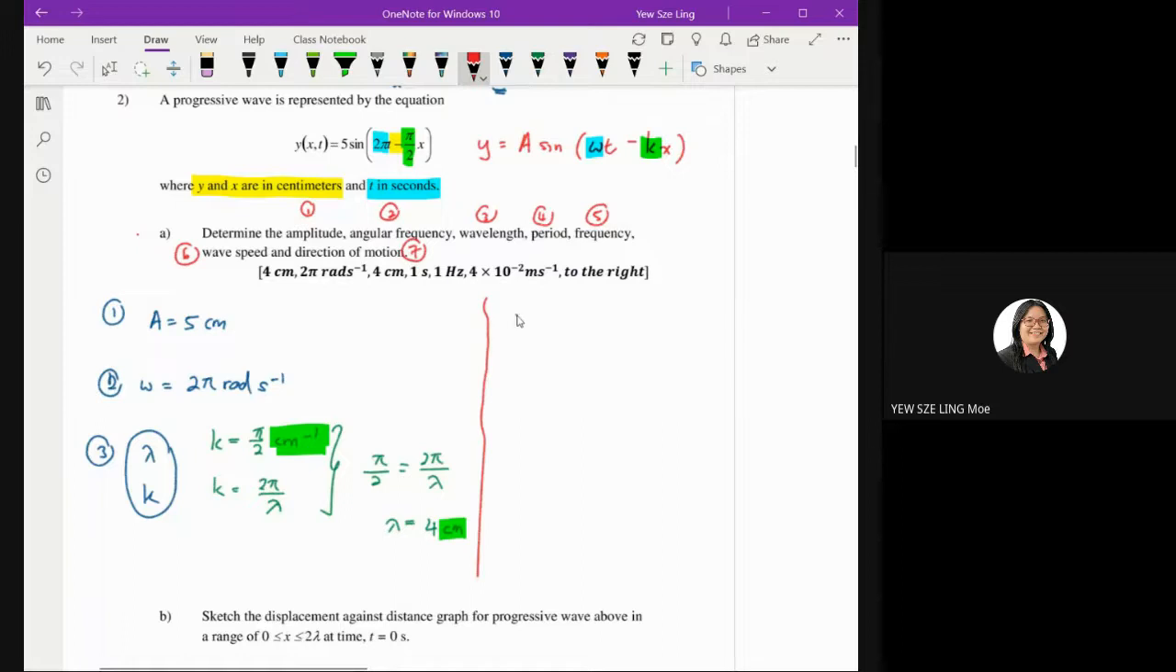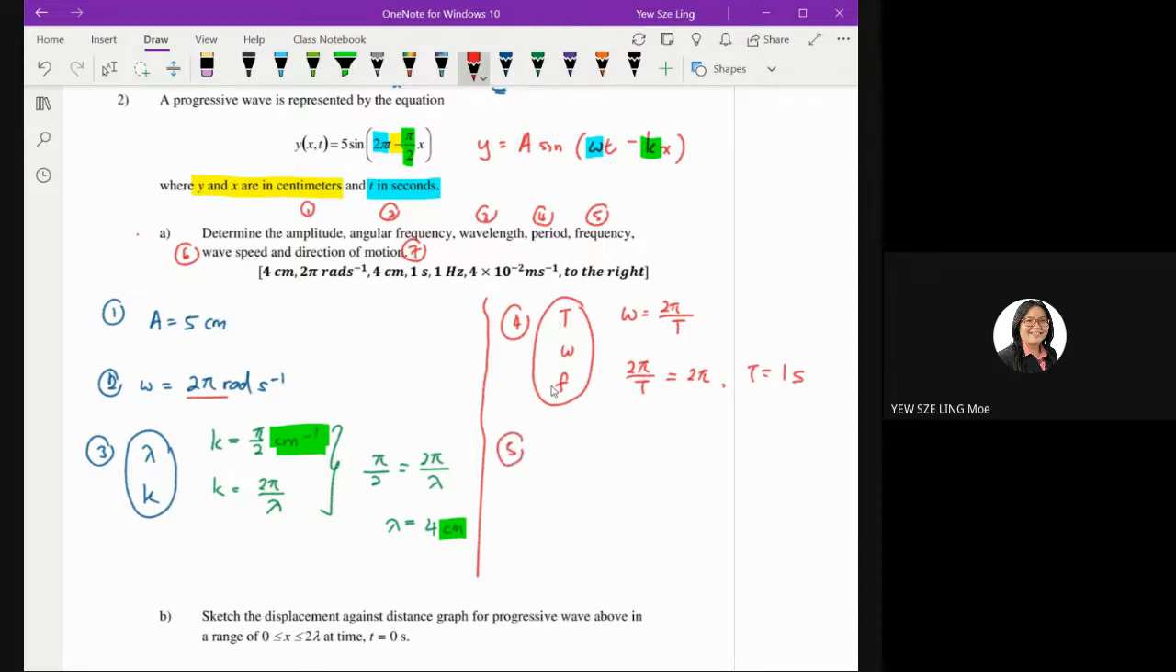So how to calculate period? Well, period, omega, and frequency are one family. So if I want to calculate period, I use omega, which is 2 pi radian per second. What is the relationship between omega and period? Omega equals 2 pi over T. Given omega is equal to 2 pi, therefore 2 pi over T is equal to 2 pi, and period is then equal to 1 second. Okay, 1 second.